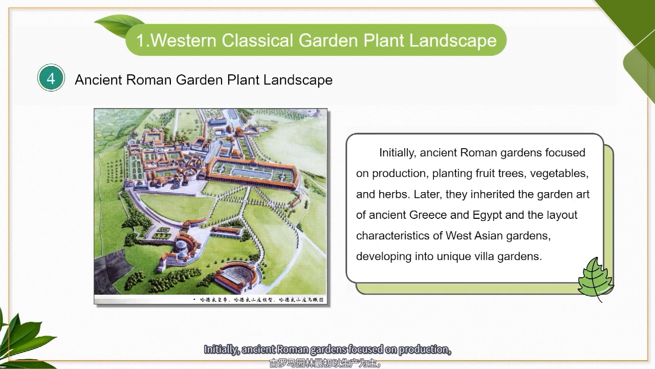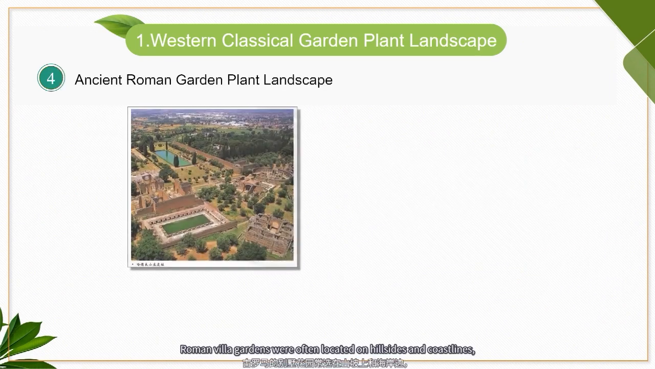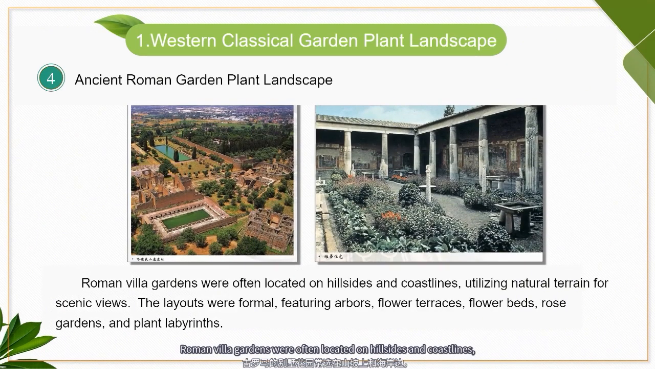Initially, ancient Roman gardens focused on production, planting fruit trees, vegetables, and herbs. Later, they inherited the garden art of ancient Greece and Egypt and the layout characteristics of West Asian gardens, developing into unique villa gardens. Roman villa gardens were often located on hillsides and coastlines, utilizing natural terrain for scenic views. The layouts were formal, featuring arbors, flower terraces, flower beds, rose gardens, and plant labyrinths.